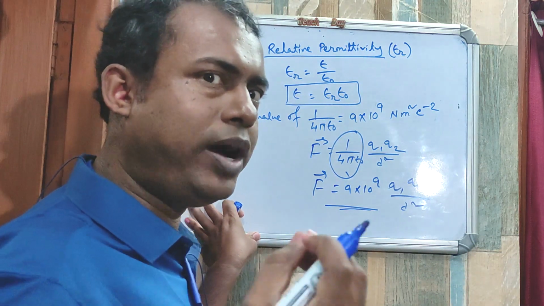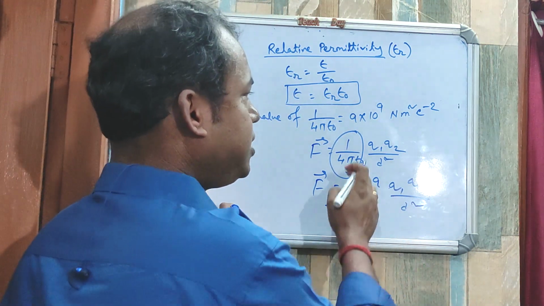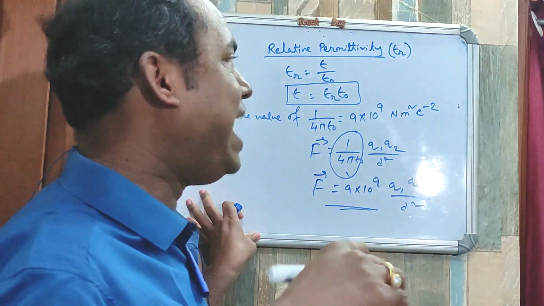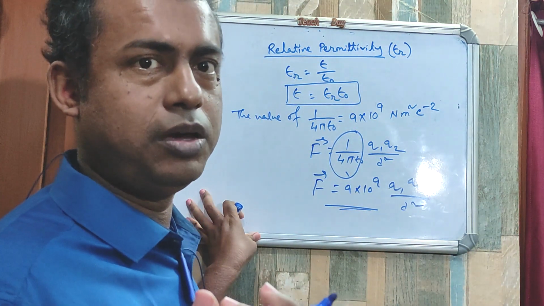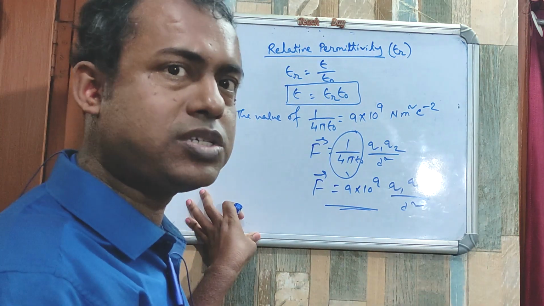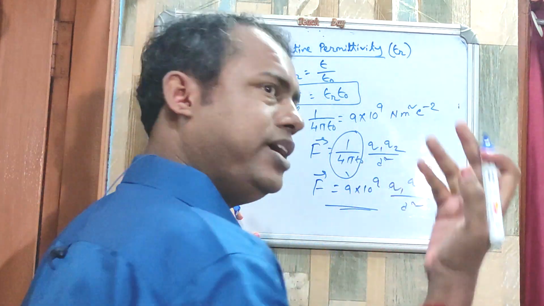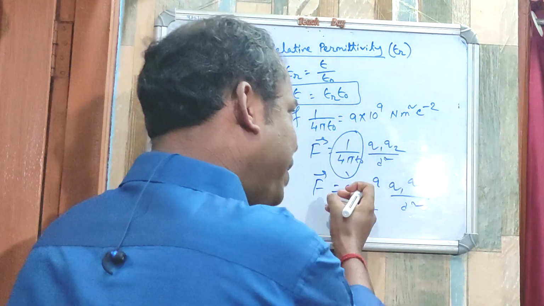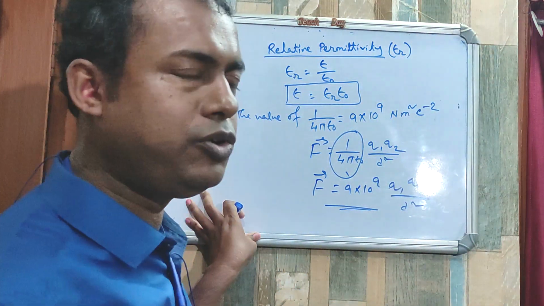Now what do you think? It is quite easy. Yes, absolutely easy, because you just remember the value of 1 by 4 pi epsilon 0, and you can solve any other problem. From the NCERT book, the first question you can solve in the same way. That is 9 into 10 to the power 9. Just put in the value of 4 pi epsilon 0 and the value of Q1 Q2 by d square, and you can solve it.